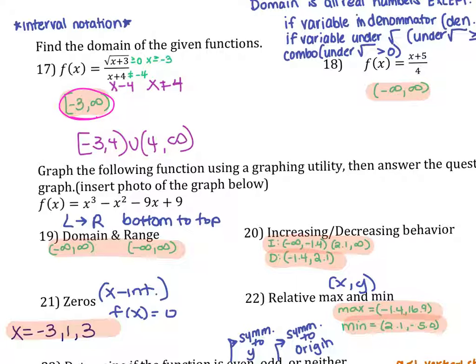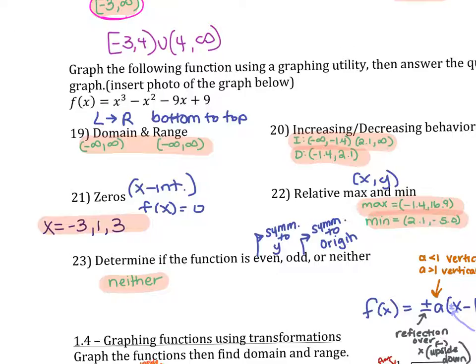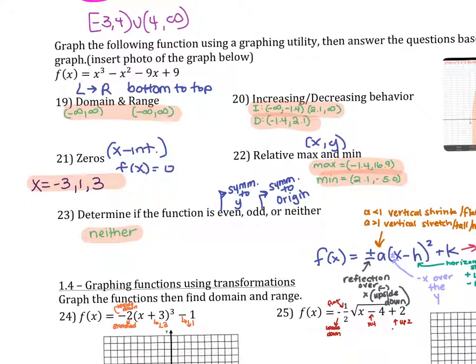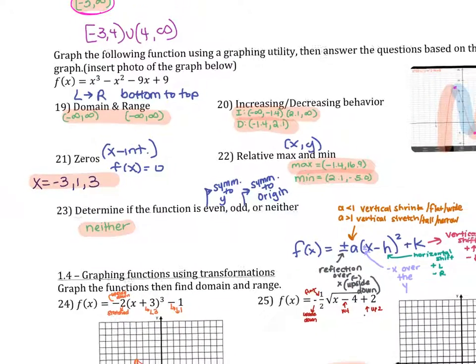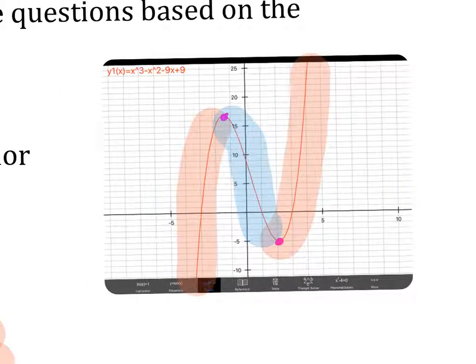18, there's no restriction. There's a number in the bottom, but it's not a variable. And then 19, 20, 21, 22, and 23 are all based on this graph here. So it should look something like this.